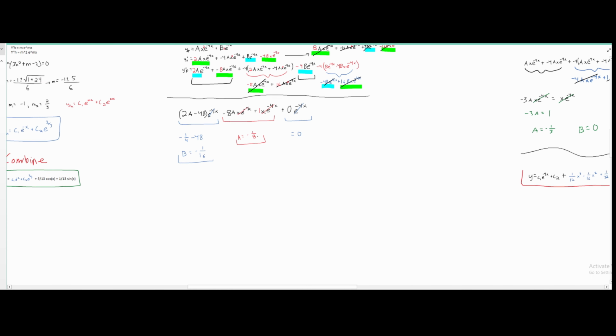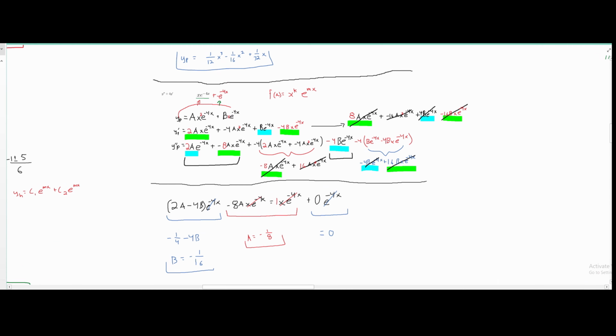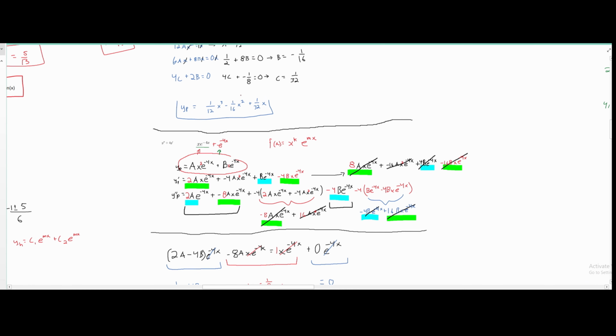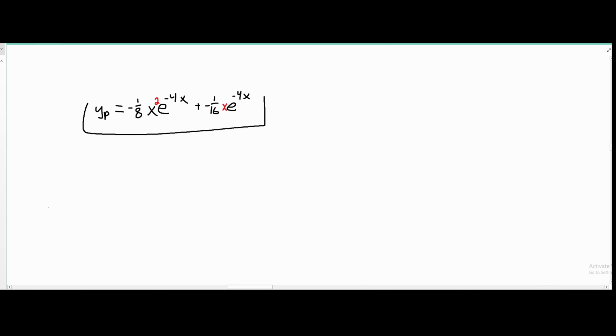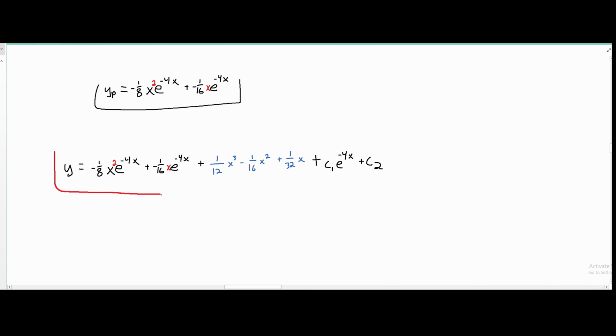using our a and b values, we can plug them back into this particular solution, add it to this particular solution, and add it to this general solution to get our final solution. For our complete y solution, we get this is our final solution.